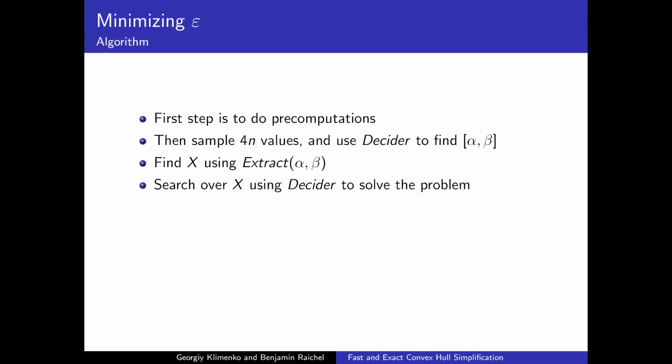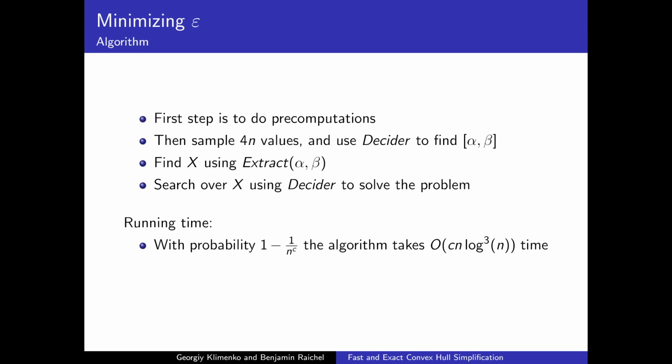Notice that, as we have seen before, the size of x is n log n with high probability. So with probability 1 minus 1 over n to the c, the algorithm takes order of c n log cubed n time. But even in the worst case, the running time would only be n squared log squared n.